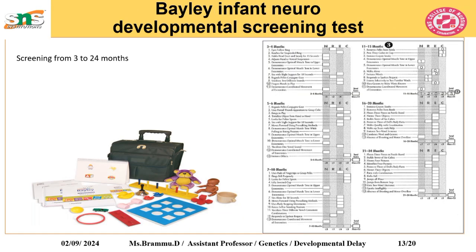And the next inventory scale where we screen for developmental delay is the Bayley Infant Neurodevelopmental Screening Test. This test starts from each month group, for example 0 to 3 to 4 months, 5 to 6 months, and 7 to 10 months. Like that they have divided into groups, and they find out whether there is fine motor, gross motor, hearing, or social impairment. This can be administered for children from 3 to 24 months of age.